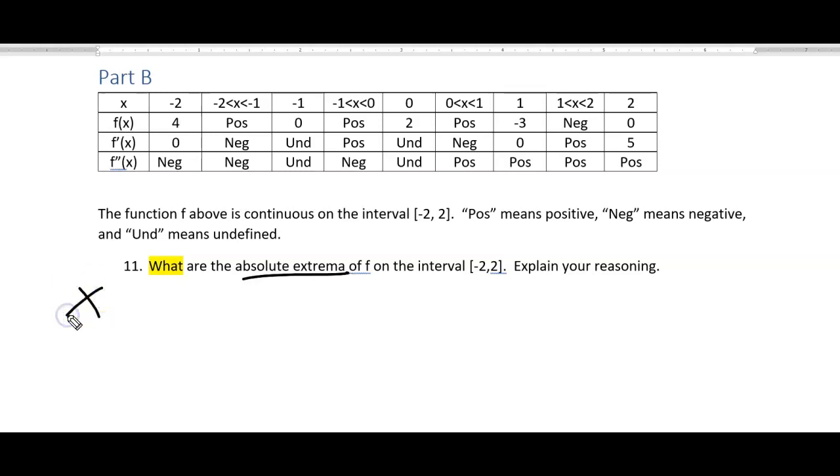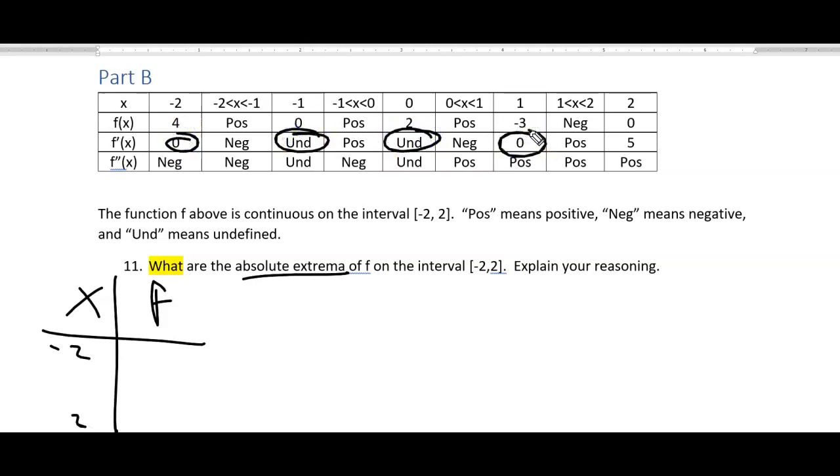So how we do this is we do our candidates, right? We do our endpoints, which the lowest x value is -2 and the highest one is +2. And then we include any places on that interval where the derivative is either 0 or undefined. Those are our critical values. So it looks like every possible point is included there that we're given anyway. So -1, 0, and 1 are all critical values.